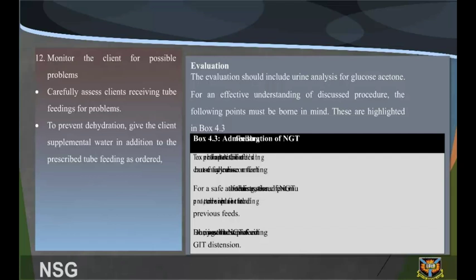For an effective understanding of the discussed procedure, the following points must be borne in mind. To enhance client cooperation, explain to the clients that NGT feeding does not cause any discomfort but may cause a feeling of fullness. For a safe administration of NGT feeding, the client must be assessed prior to the procedure for the tube placement, residual feeding content, and tolerance to previous feeds. During the NGT feeding, we must prevent the instillation of air so as not to cause GIT distension.